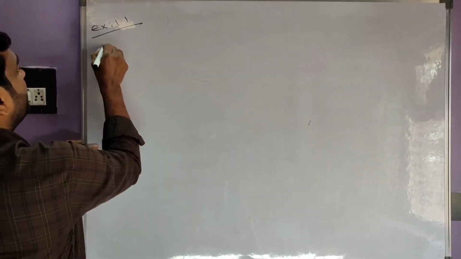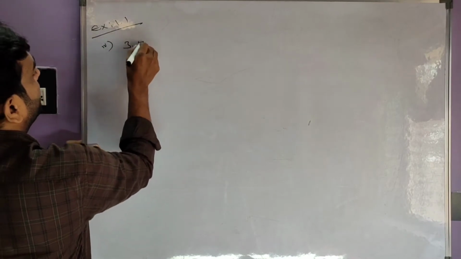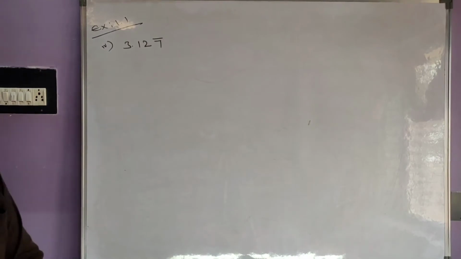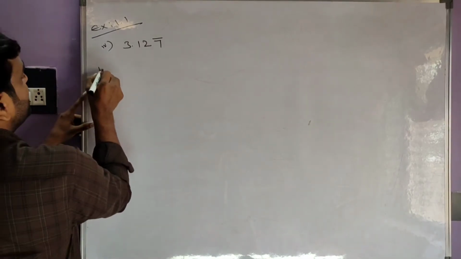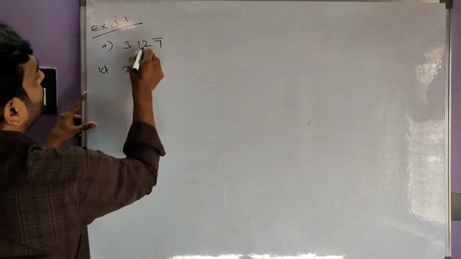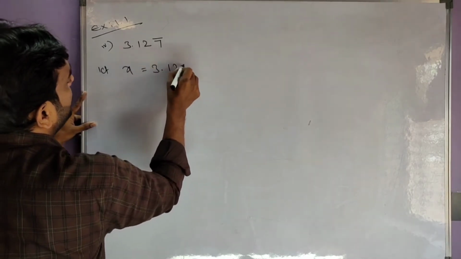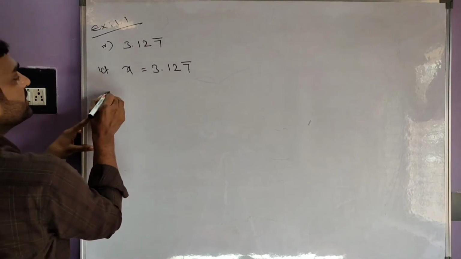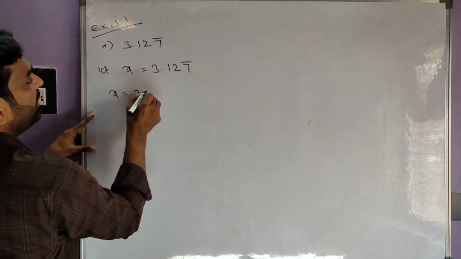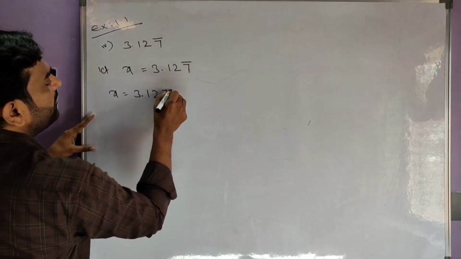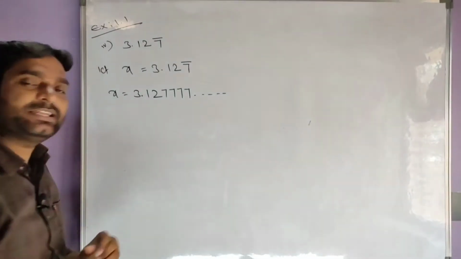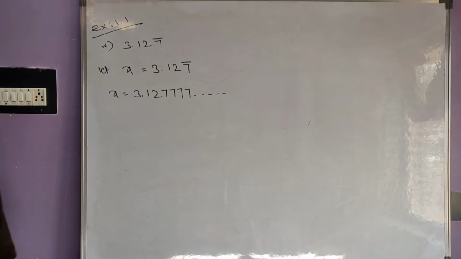Fourth one, 3.127 bar. The problem is given like this. Let x be equal to 3.127 bar. It can be written as x is equal to 3.1277... The bar is over only one digit, that is 7. So 7 is repeating: 7, 7, 7, 7, 7.